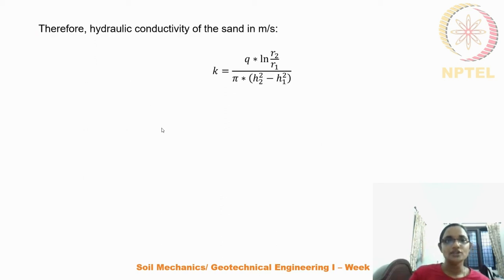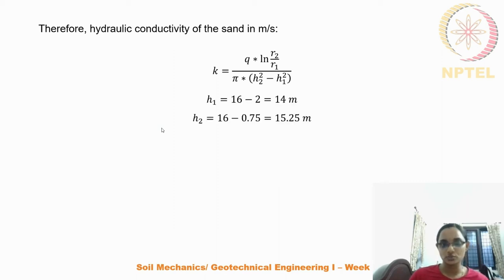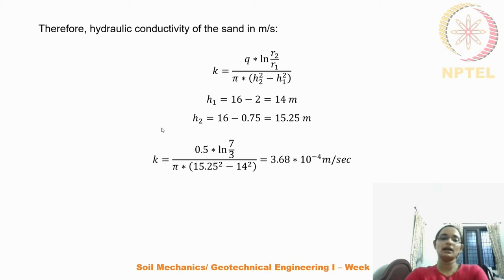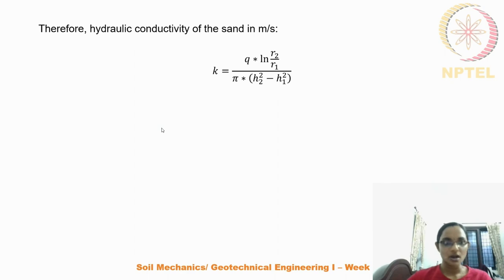So hydraulic conductivity of the sand for pumping test, the equation is Q ln(R2/R1) divided by pi into (H2 square minus H1 square), where H2 is equal to capital H minus S2 and H1 is equal to capital H minus S1. So we get 14 and 15.25 respectively for H1 and H2. Then hydraulic conductivity, when we substitute all the values, it becomes 3.68 into 10 raised to minus 4 meter per second. I hope that is option B.